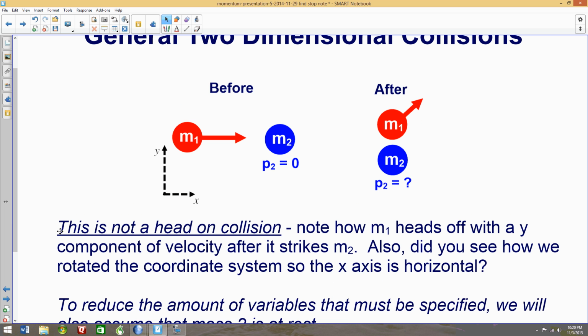Okay, this is not a head-on collision. Note how m1 heads off with a y component of velocity after it strikes m2. Also, did you see how we rotated the coordinate system so the x-axis is horizontal? So here we have m1 hitting m2, which is at rest, and then m1 goes off in a different direction.